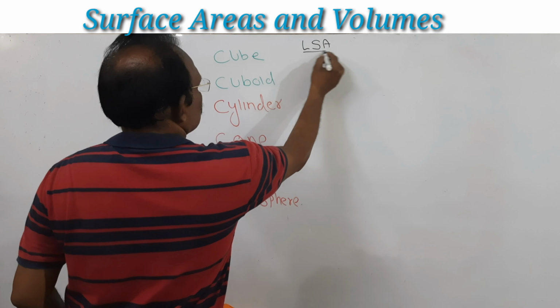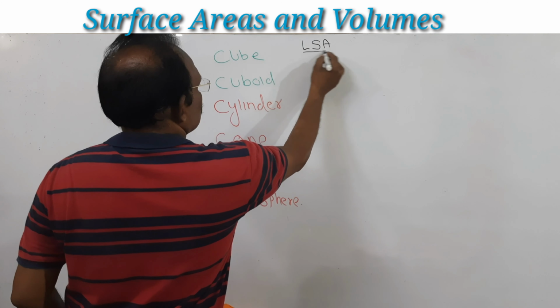Now we have three dimensions: length, breadth and height. So what is the lateral surface area of the cube? First we will see cuboid, and then we will see cube. See, I am explaining the lateral surface area of cuboid. Lateral surface area of cuboid means 2(L plus B) into H. Okay, area.